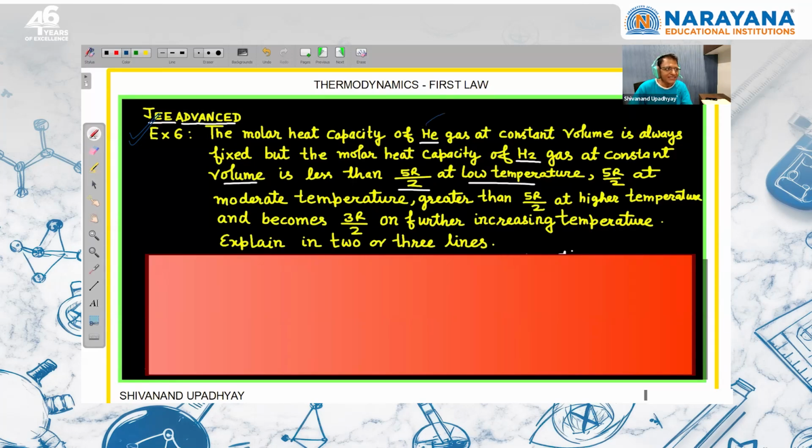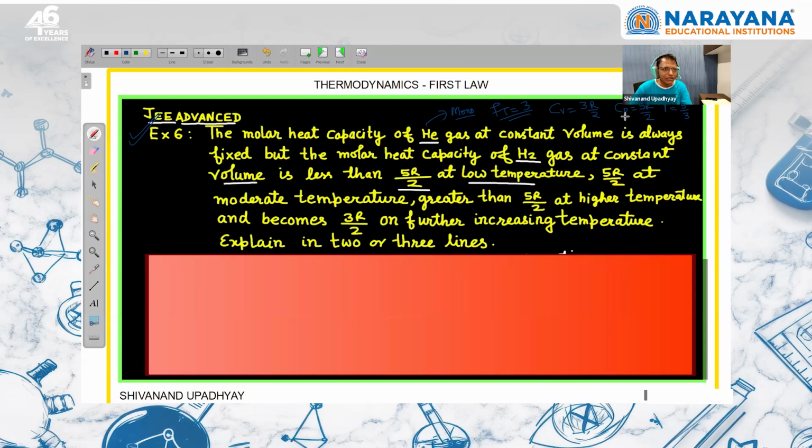So helium gas is a monoatomic gas, and we know that for monoatomic gas, only translational degree of freedom is active at all temperatures. That's why when we write Cv for monoatomic gas, the translational degree of freedom contribution is R by 2 per degree. Cp is equal to 5R by 2, and we can write that gamma will be 5 by 3, right?